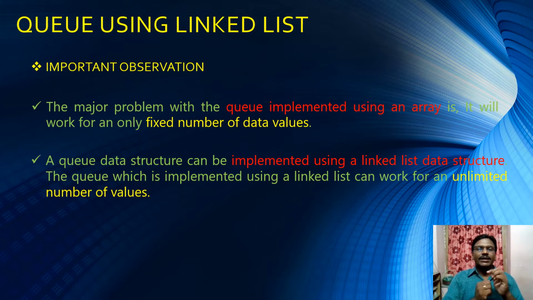A queue data structure can be implemented using the linked list data structure. The queue which is implemented using a linked list can work with an unlimited number of values. Using a linked list, unlimited number of values are stored. That is the major advantage of the queue using linked list.